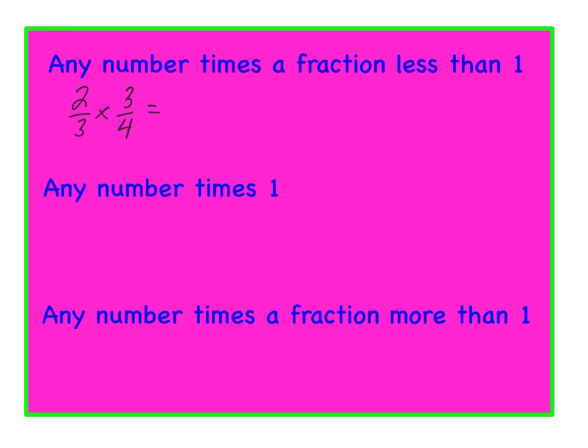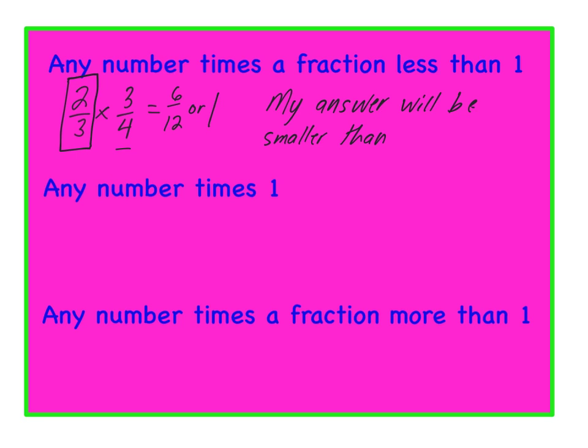The first rule is, any number times a fraction less than 1. So here I have a fraction, and I'm multiplying by a fraction less than 1. I can multiply straight across. I get 6/12, or I can write that as a half. Based on what we just did before, I could say my answer will be smaller than the original fraction or number.